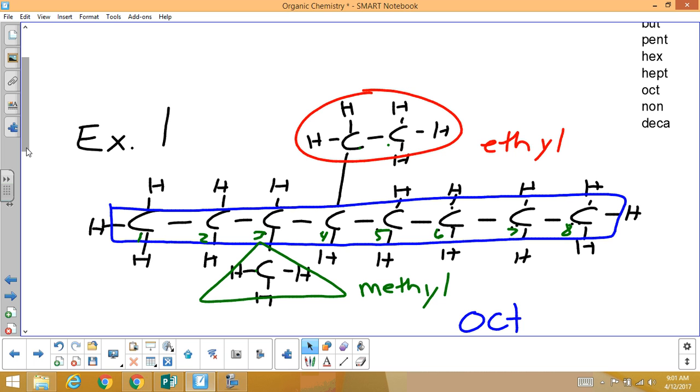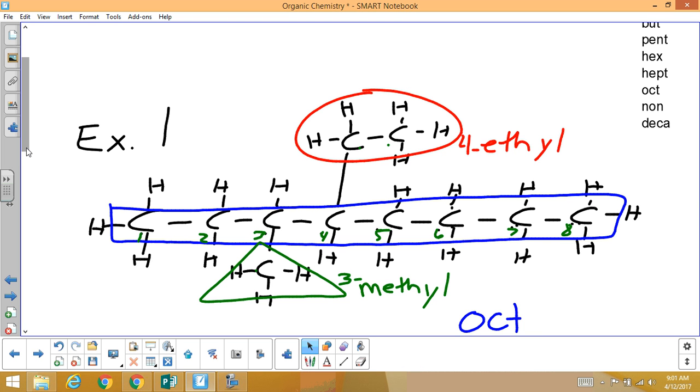Now, these are like a little address. So whatever carbon the group is connected to, that's how you name it. So this would be considered, that's on carbon 3, so 3-methyl. With the ethyl connected to it, it's on carbon 4, so it is referred to as 4-ethyl.